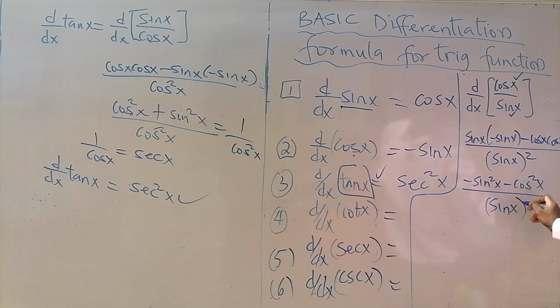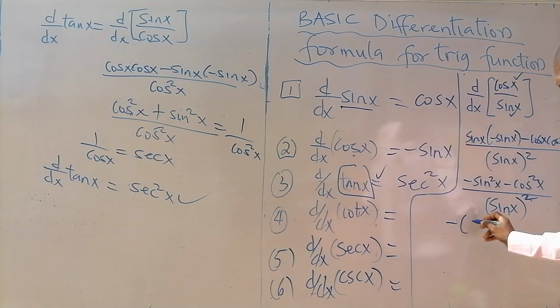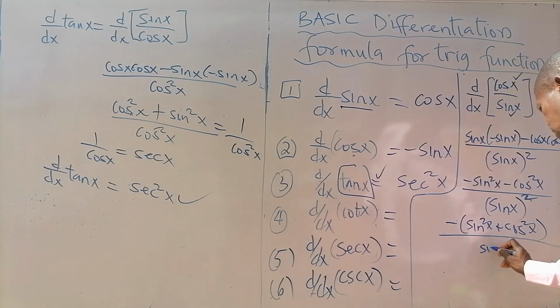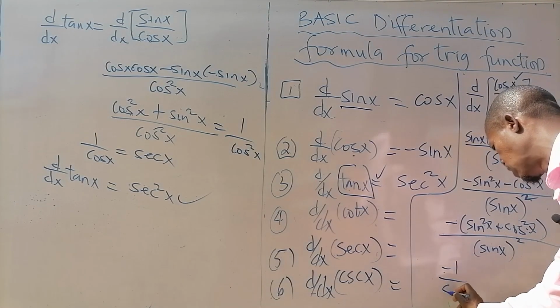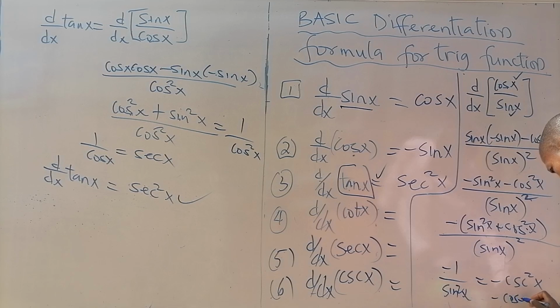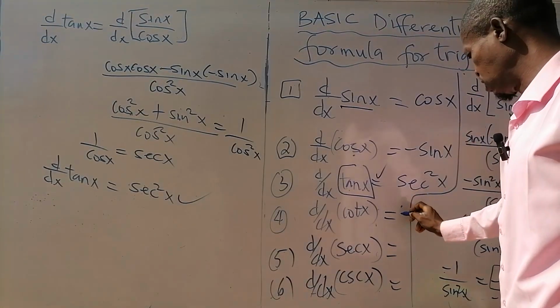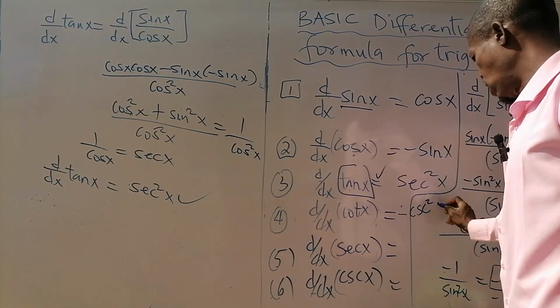sine x all squared. So you can factorize minus so that we can achieve the identity. That will be sine square x plus cos square x all over sine x squared. And don't forget, sine square x plus cos square x is 1. So I'm having minus 1 over sine square x, which is minus CSC square x, you can call it minus cosec square x. So the choice is yours. They are the same thing. So we've confirmed this. The derivative of cot is minus CSC square x.